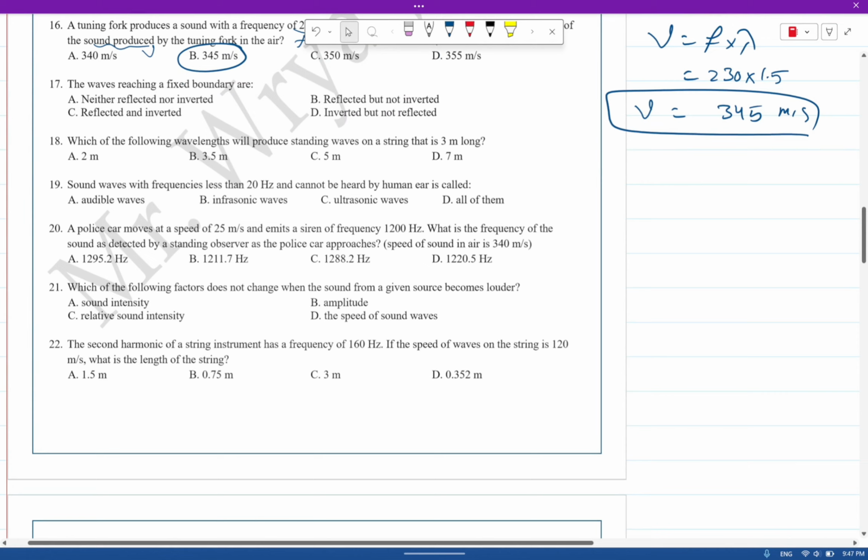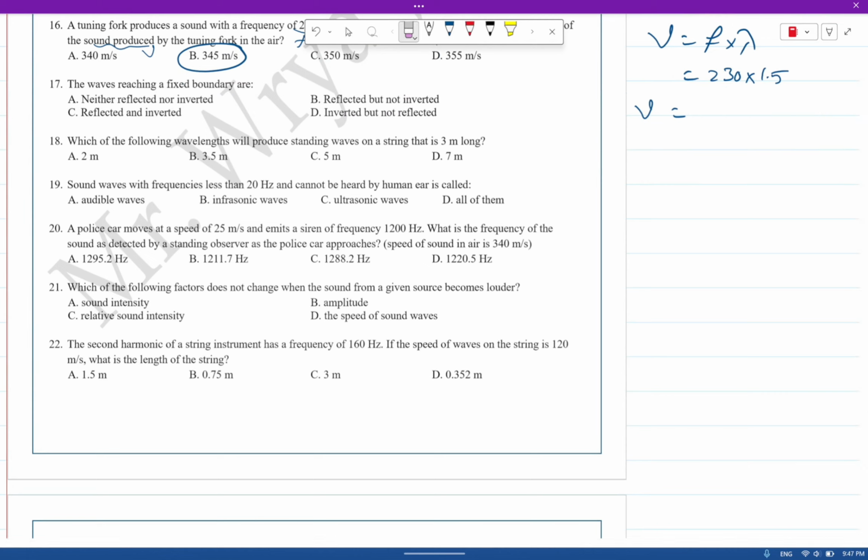Question 17 says, the waves are reaching a fixed boundary. So there are two types of boundaries. We have a fixed boundary, and we have a free boundary here. Once a wave is going towards a fixed boundary, of course, it is going to be reflected and also inverted as well. So this is for a fixed boundary. But if it is a free boundary, the wave is going towards the boundary here, and then, of course, it is going to be reflected, but it is not going to be inverted. So here we have a fixed boundary.